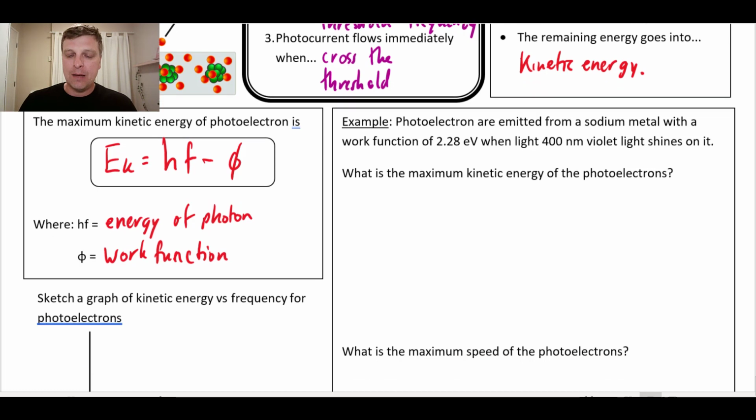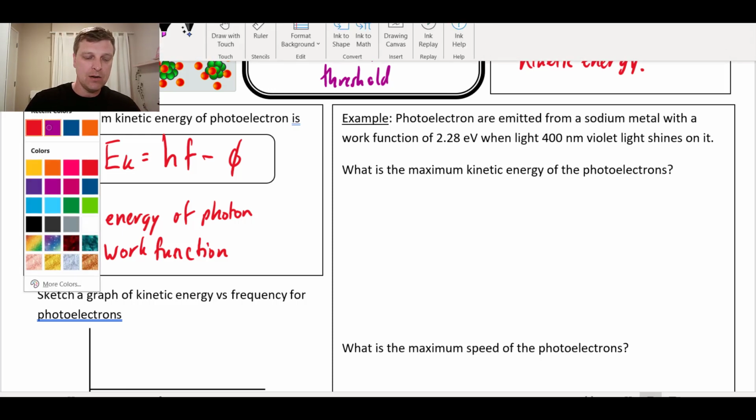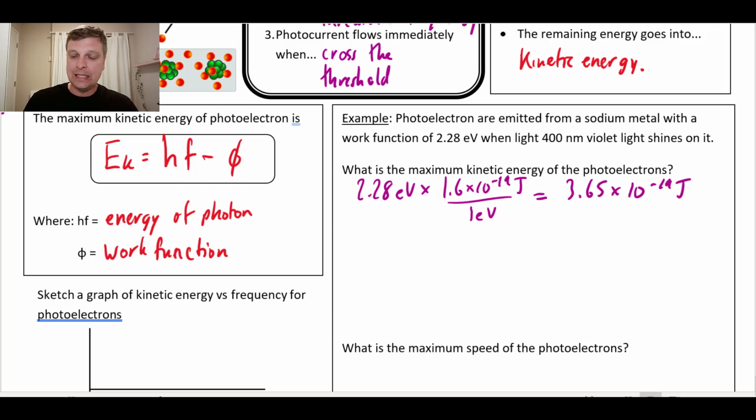Okay, so we've got an example here. A photoelectron is emitted from sodium metal with a work function of 2.28 electron volts. When light of 400 nanometers shines on it, what is the maximum energy of the electrons that get emitted? Okay, so the first thing here is my 2.28 electron volts. I'm just going to convert that into joules to make my life a little easier, using joules per electron volt. And so that ends up being about 3.65 times 10 to the negative 19 joules.